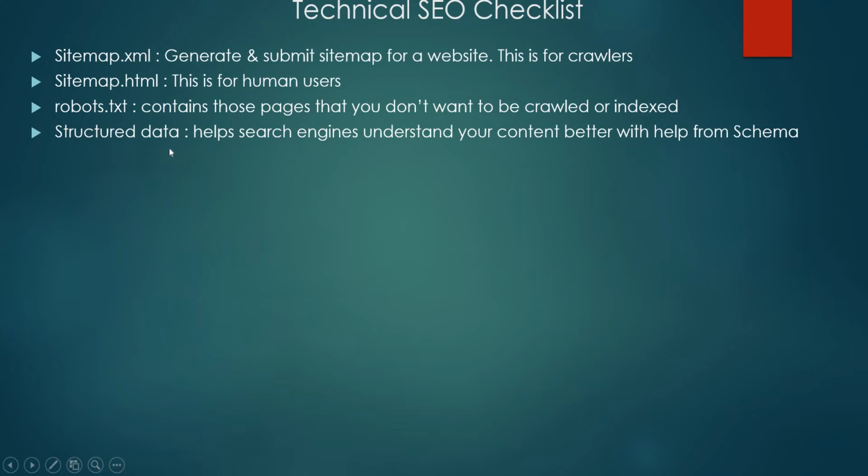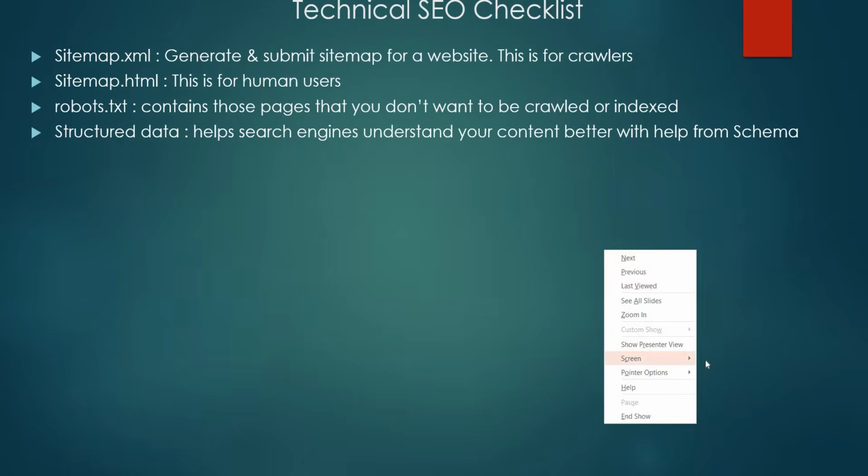Next up is structured data. Now structured data helps search engines understand your content better with the help of schema. Now you must have seen that when you search for a particular business, not only does the business listing show, but it also shows certain other pages below it. So I'll show you in real time.